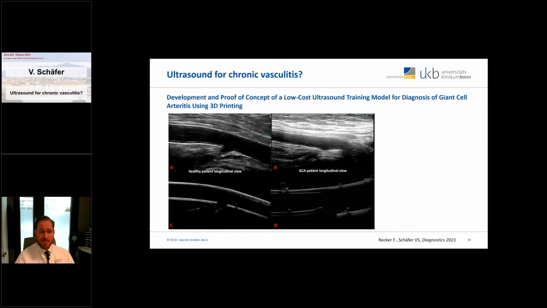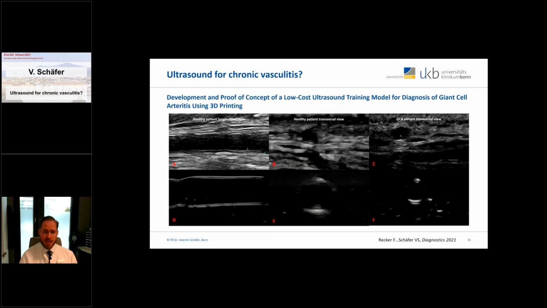Our current model is even better. On the left side, you see a normal artery. On the right side, you see a vasculitic axillary artery. And the same accounts also for the temporal artery, in longitudinal and transverse section.